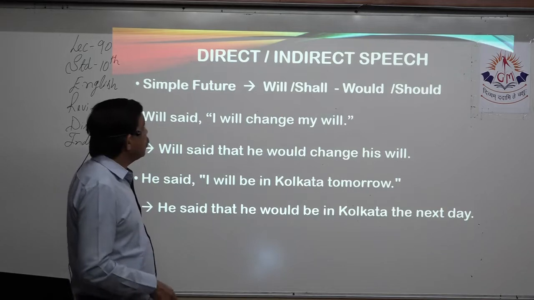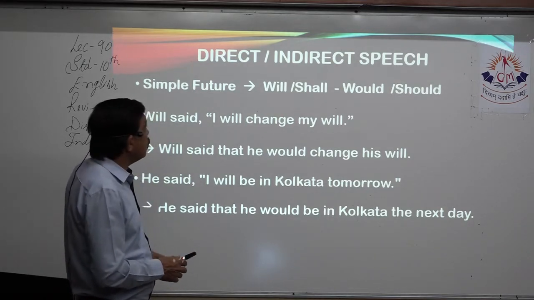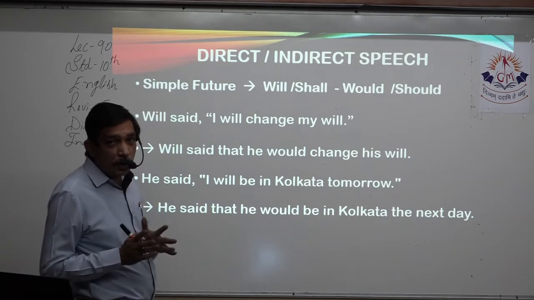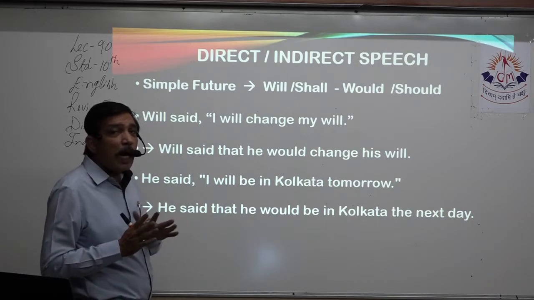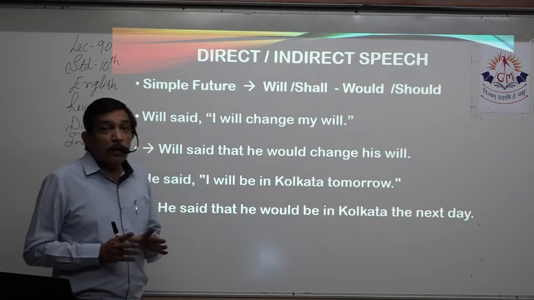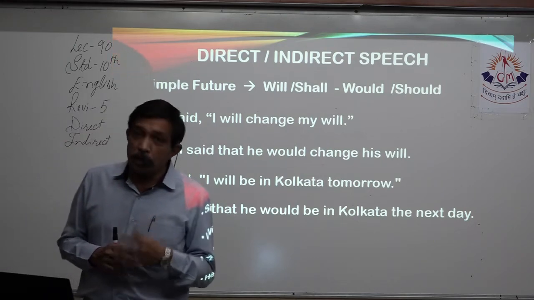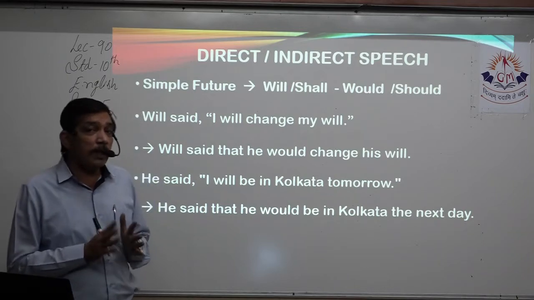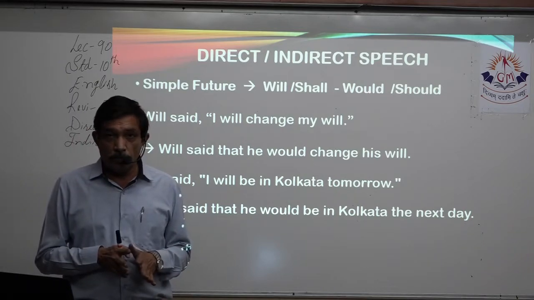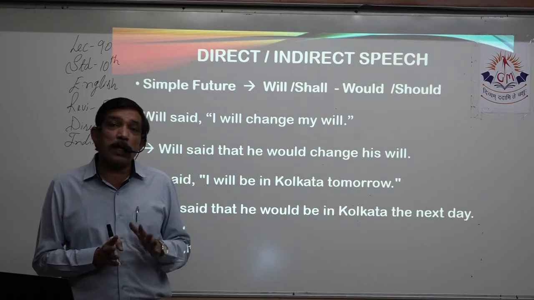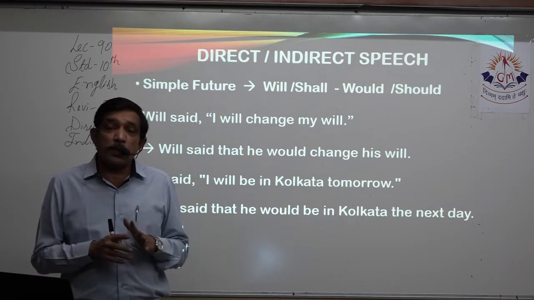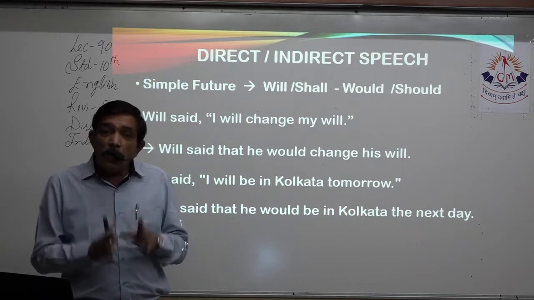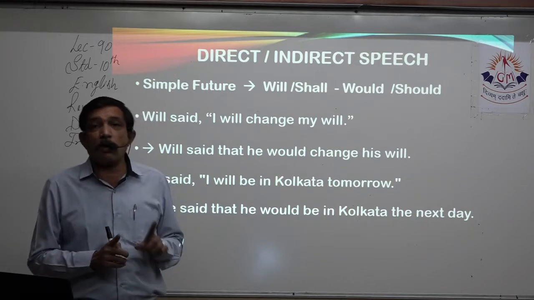Now we come to simple future. In simple future, we use will or shall to determine the future. So will and shall change into would and should. Now we have to remember that will and would, both of them, are modals, and they express a particular mood of the sentence, right? Would is never the past tense of will.